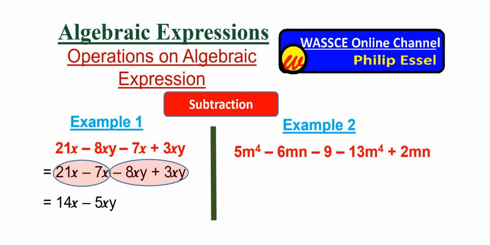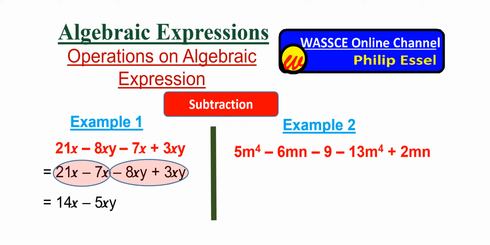Let's look at example 2 under subtraction. Under this example, we have been given the algebraic expression 5m exponent 4 minus 6mn minus 9 minus 13m exponent 4 plus 2mn.